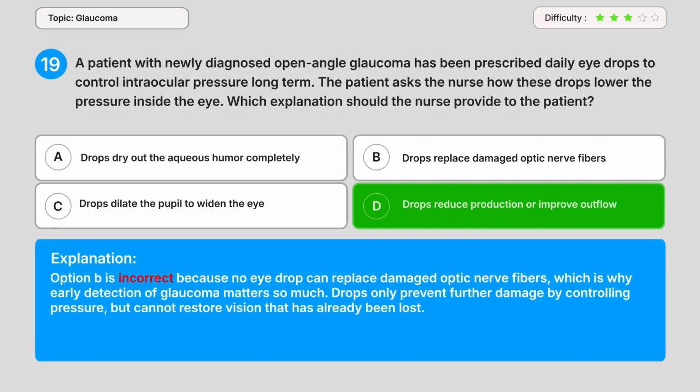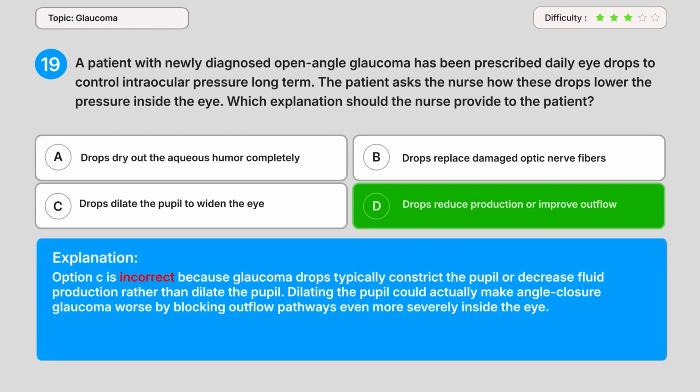Option B is incorrect because no eye drop can replace damaged optic nerve fibers, which is why early detection of glaucoma matters so much. Drops only prevent further damage by controlling pressure, but cannot restore vision that has already been lost. Option C is incorrect because glaucoma drops typically constrict the pupil or decrease fluid production rather than dilate the pupil. Dilating the pupil could actually make angle closure glaucoma worse by blocking outflow pathways even more severely inside the eye. Long-term glaucoma drops work through two different mechanisms, and the nurse has to explain both to the patient.